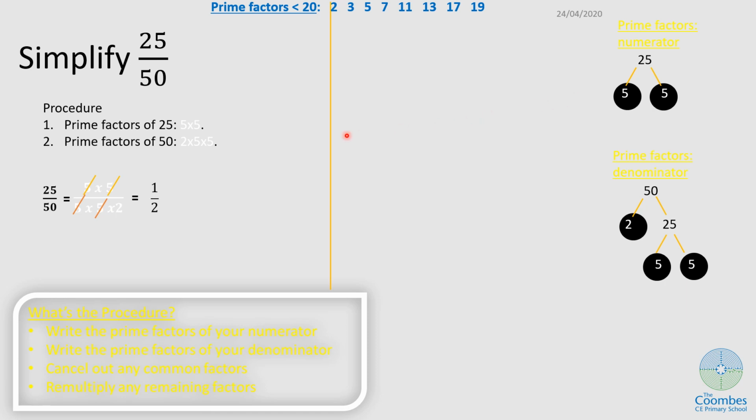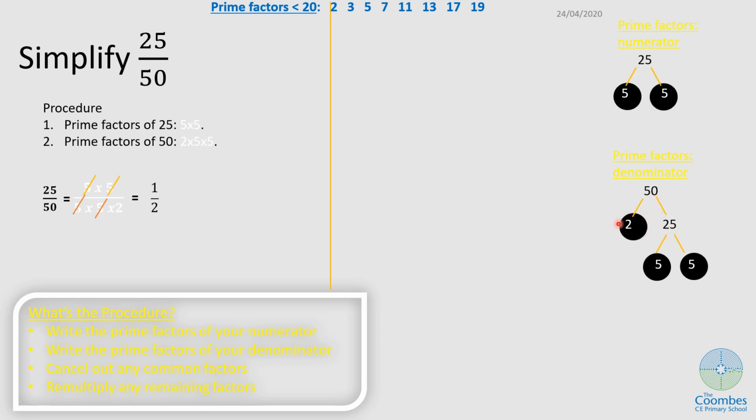So I'm going to write that here. The prime factors of 25 are 5 and 5. How about the prime factors of 50? Come with me to the right hand side. So again, let me write my 50 here and go to my list of prime numbers less than 20. Starting with the smallest, which is 2, can I multiply anything by 2 to get 50? Yes. 25 times 2 is actually 50.